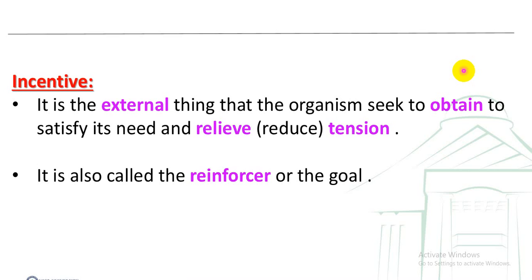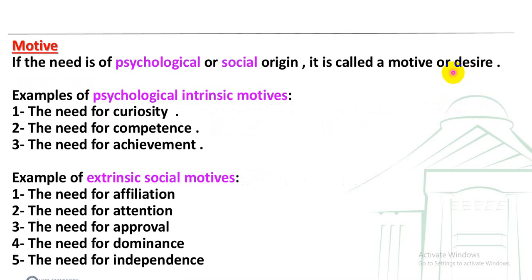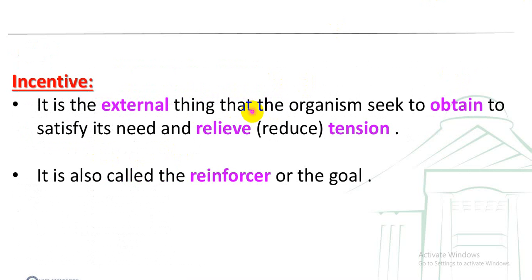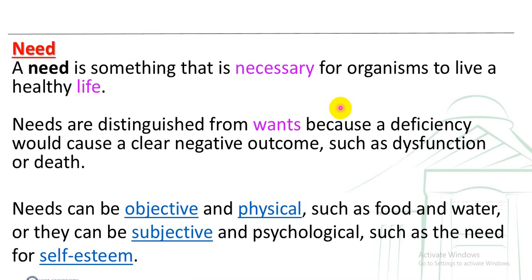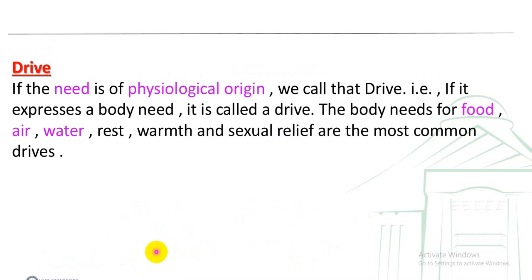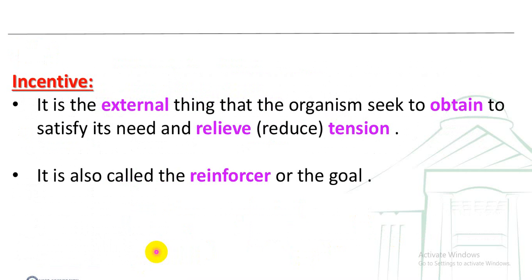But what about the incentive? The food itself is the incentive in the case of the need for food. The need for achievement in psychology is one kind of psychological intrinsic motive. So we are talking about motives, or subjective needs, as we said before, or psychological needs. But what about the incentive in the case of the need for achievement in psychology?